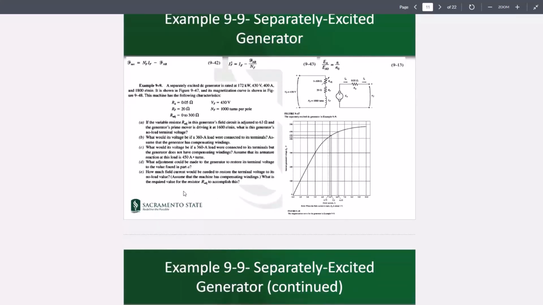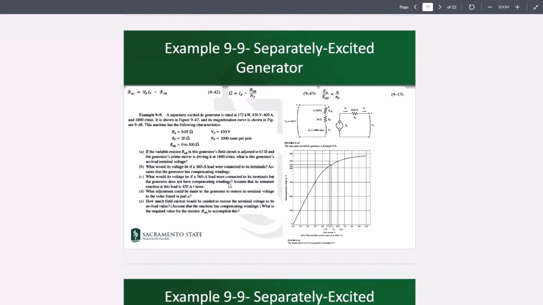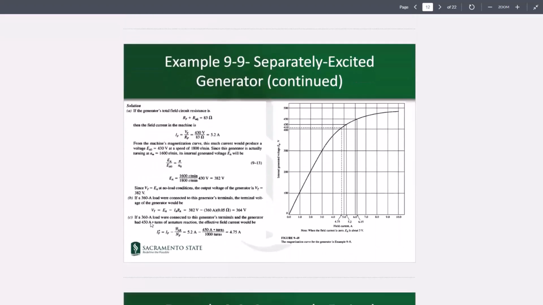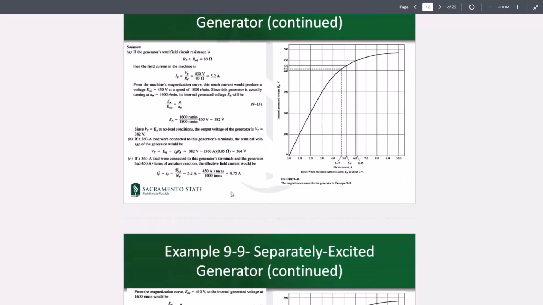Now in part C, we have the same load. However, we are assuming there are no compensating windings, in other words, there is armature reaction, assuming that the armature reaction's effect at this load is 450 amp-turns. Considering that 450 amp-turns, we can come up with IF star, which would be the IF in the circuit minus FAR, 450, over NF, which is the number of turns in the field circuit. This would give us 4.75 amps effective in your circuit.